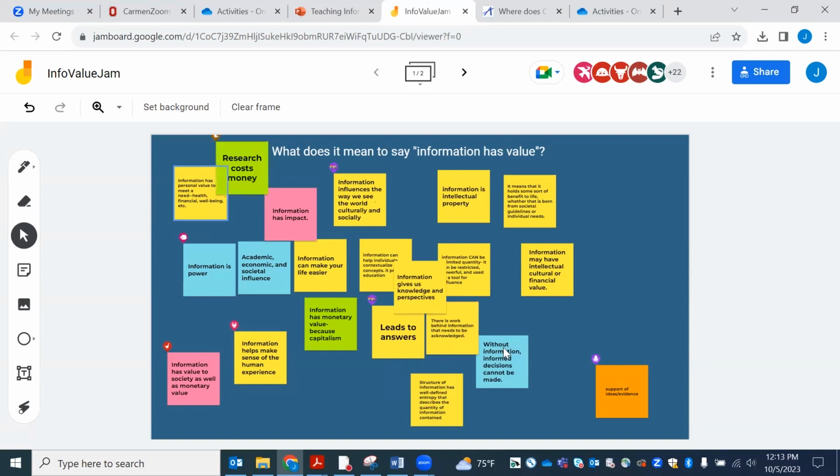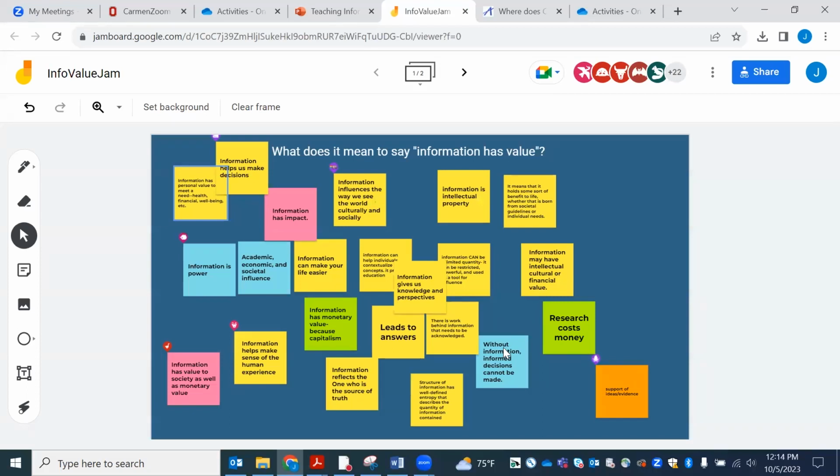Information can make your life easier. Absolutely. So information is valuable. And some folks are pointing out information is valuable in a monetary sense, right? Information has costs. Research costs money. Yes, information is intellectual property. So information is valuable to the person, right? It's the property of someone who created or developed that. Information has some sort of benefit to life, whether that is born from society guidelines or individual needs.